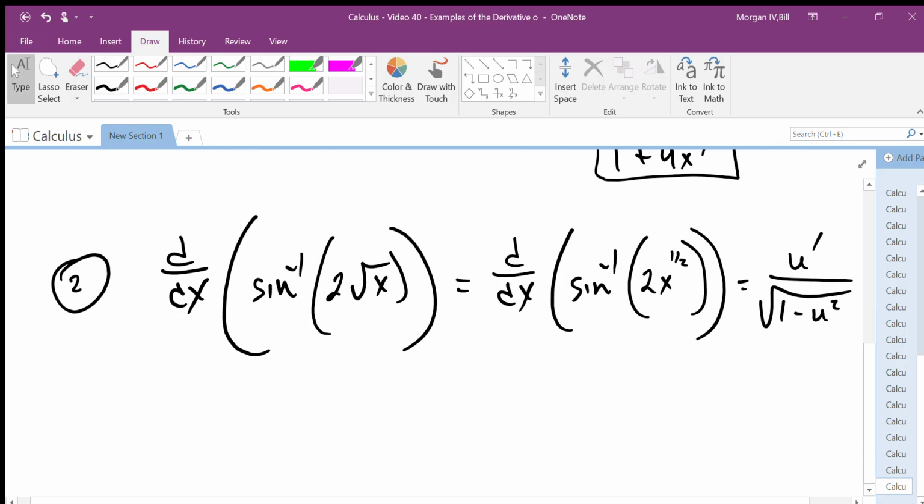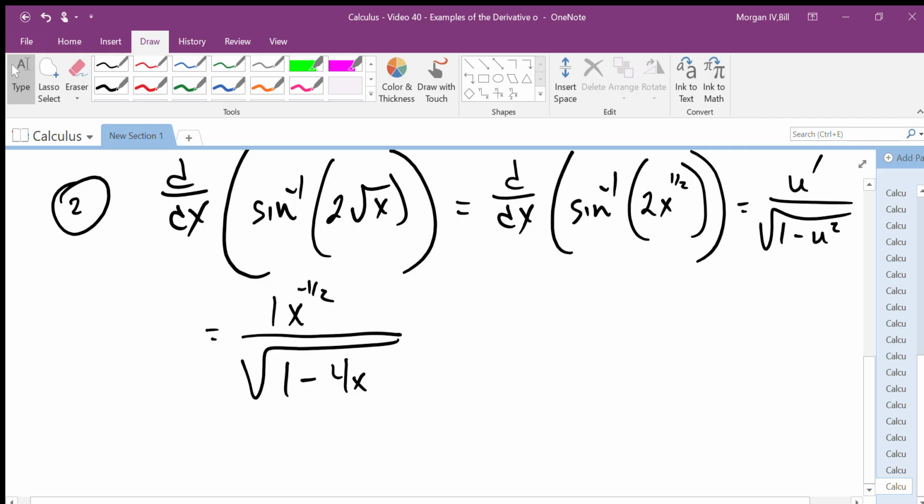Okay, what is the derivative of 2x to the 1/2? So the derivative of 2x to the 1/2 will bring the 1/2 down. That's 1x to the negative 1/2, divided by the square root of 1 minus u squared. U squared would just be 2 squared, which is 4. X to the 1/2 squared is x, so that would just be 4x. Which is a fine answer, but maybe we simplify it since we have a negative exponent in the numerator here as 1 over square root of x, square root of 1 minus 4x. That's it.